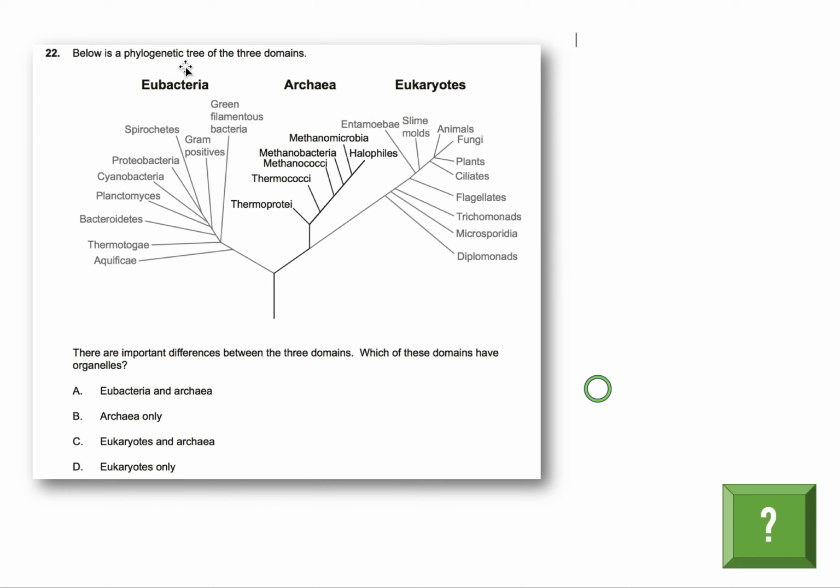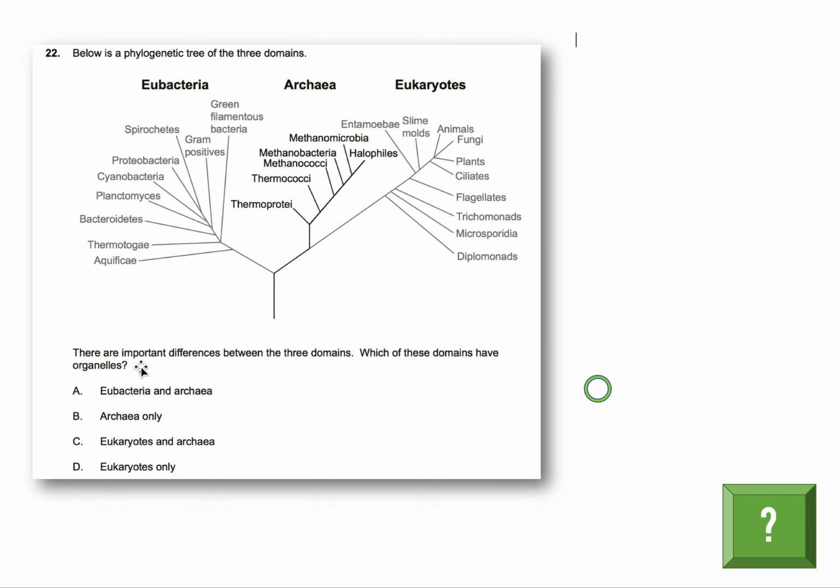Below is a phylogenetic tree of 3 domains. So we can see here, this is a diagram that shows that if this is the origin of life right here, as time went on, this origin of life split into 3 categories: eukaryotes, archaea, and eubacteria. So 3 main categories, and we call these domains. That means all of the organisms on Earth we can classify as either eukaryote, archaea, or eubacteria.